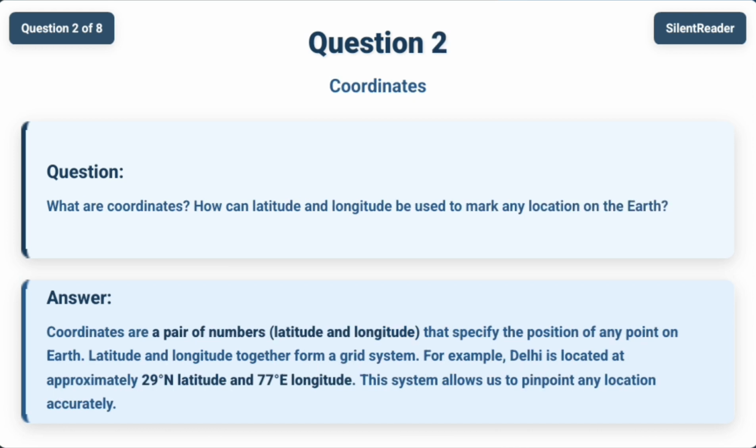Question 2. What are coordinates? How can latitude and longitude be used to mark any location on the Earth? Coordinates are a pair of numbers, latitude and longitude, that specify the position of any point on Earth. Latitude and longitude together form a grid system. For example, Delhi is located at approximately 29 degrees north latitude and 77 degrees east longitude. This system allows us to pinpoint any location accurately.